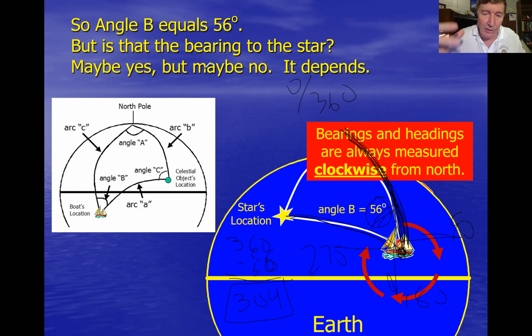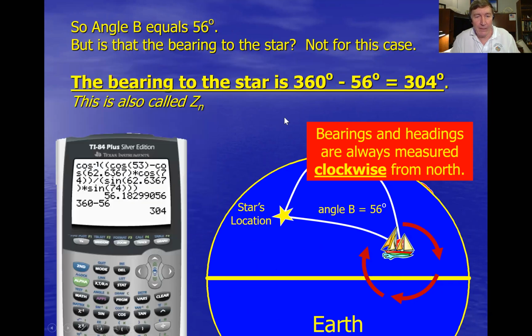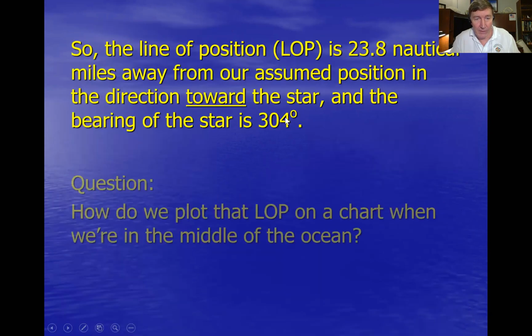So if we get out our chart and we draw a line that's pointed in the direction of 304, and we go 23.8 nautical miles or whatever it was, then we draw the LOP there. So if you're in the middle of the ocean, how do you do that? Well, here we go. This is how we do it.